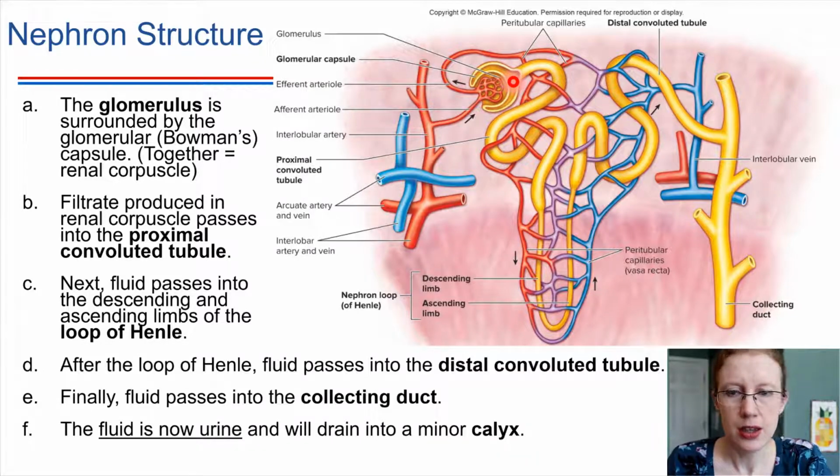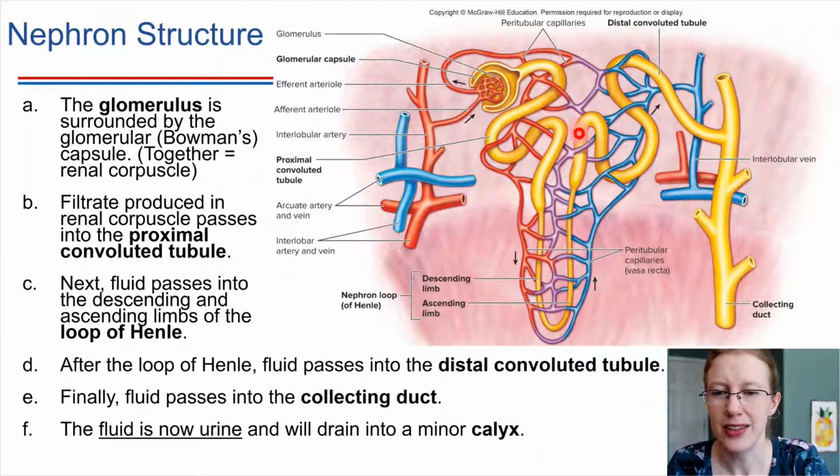The filtrate that is produced right here at the glomerulus passes into this tube. See how it wraps back and forth? This is called a convoluted tubule. Convoluted just means it follows kind of a circuitous path. This is also more specifically referred to as the proximal convoluted tubule. In anatomy, proximal and distal are words that are used to refer to relative position. So if we're talking relative to the glomerulus, this tubule is proximal. This is the proximal convoluted tubule. It's kind of close to the glomerulus.